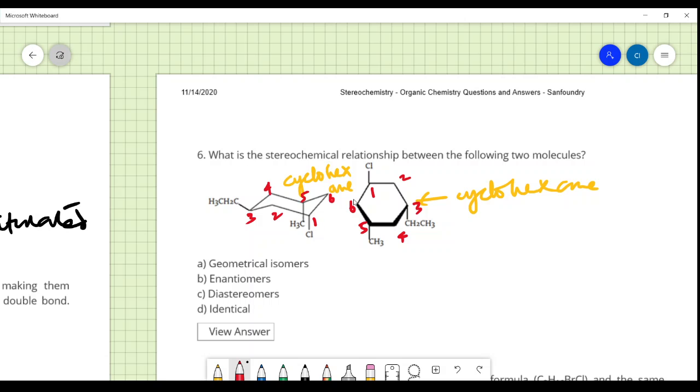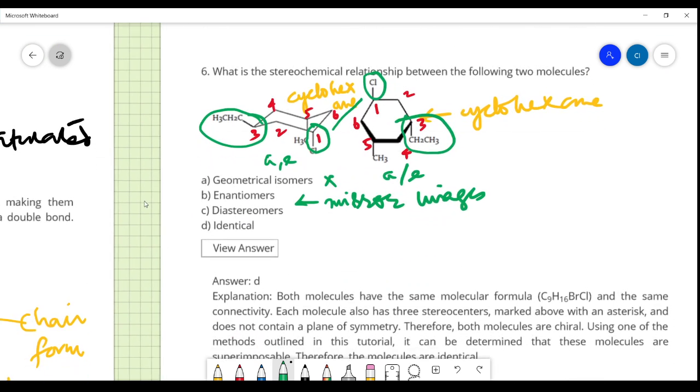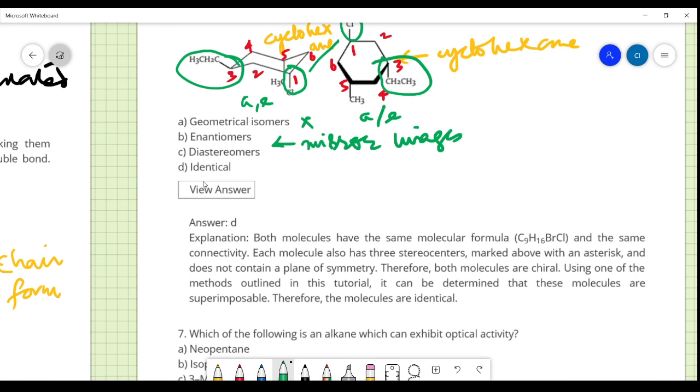You can see that one has the same axial position, and you have Cl there. And then CH2CH3 is there for the third molecule. Here it is difficult to find out whether it is axial or equatorial, but here you can make out axial and equatorial. Therefore these two aren't geometrical isomers, and they aren't enantiomers. Enantiomers means they should be mirror images. They aren't even isomers, and these are identical. So D is the right answer there.